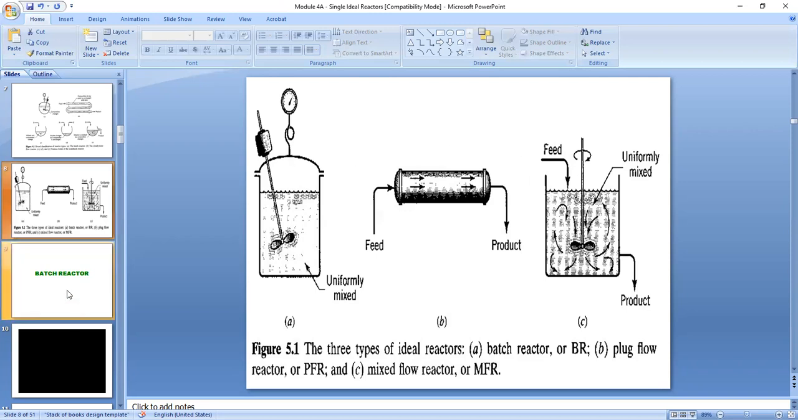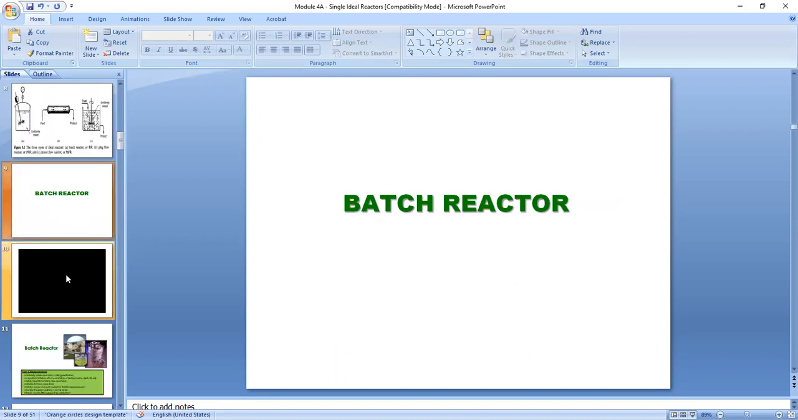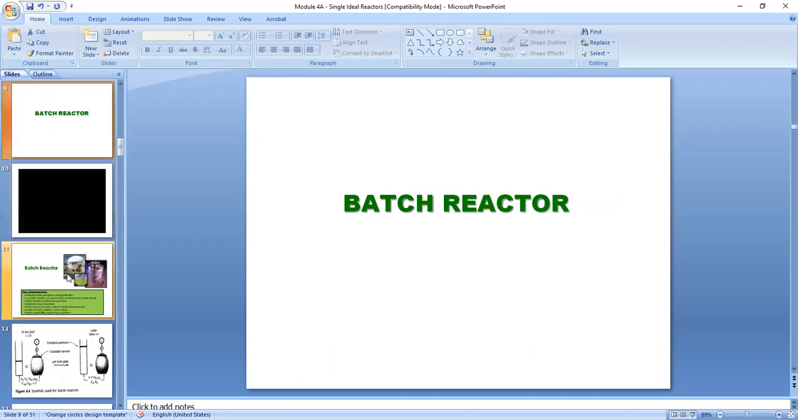Okay, now we look into the simplest of the three. It's the simplest because it's batch reactor. However, the performance equation for this is not as simple as the second type under the continuous flow reactor. Okay, you will learn later when I'll show to you already the performance equation.